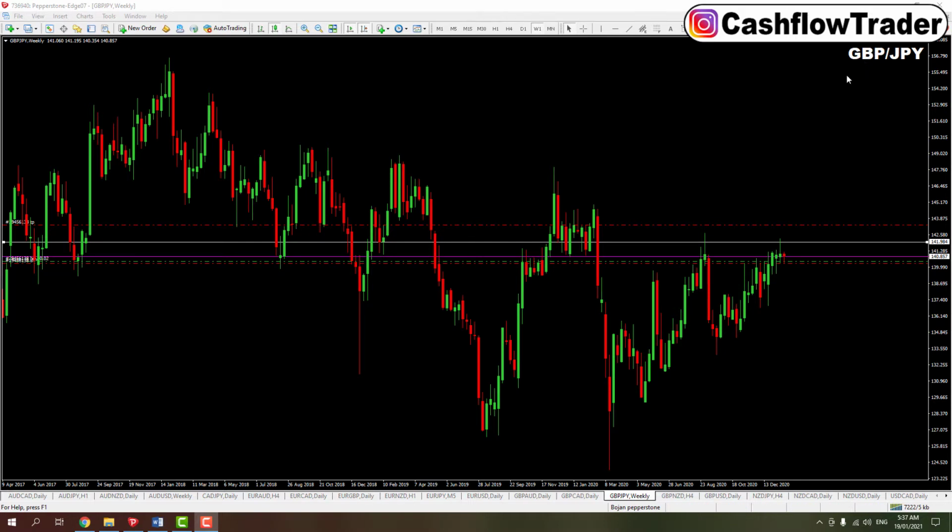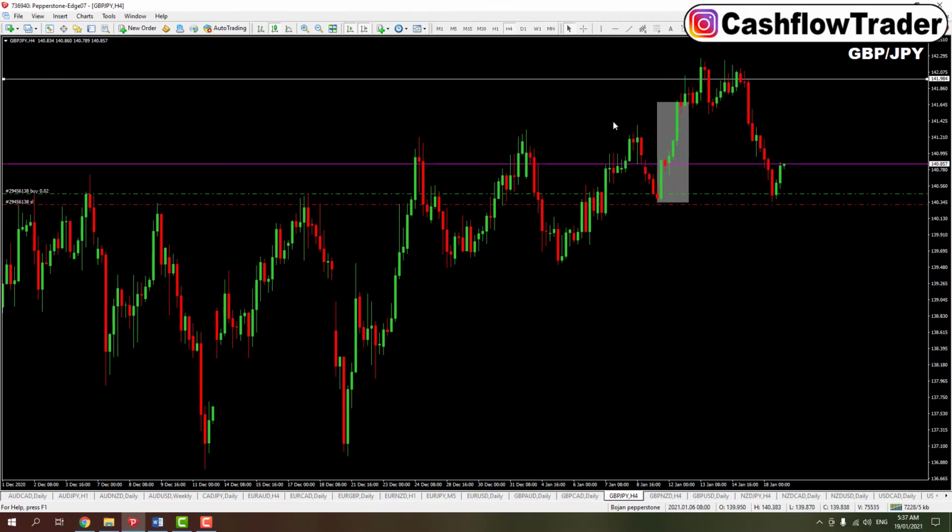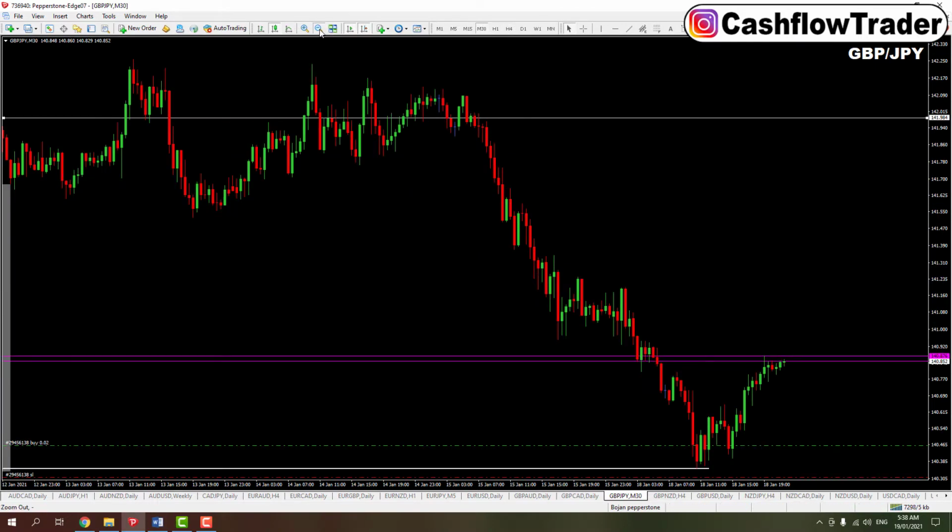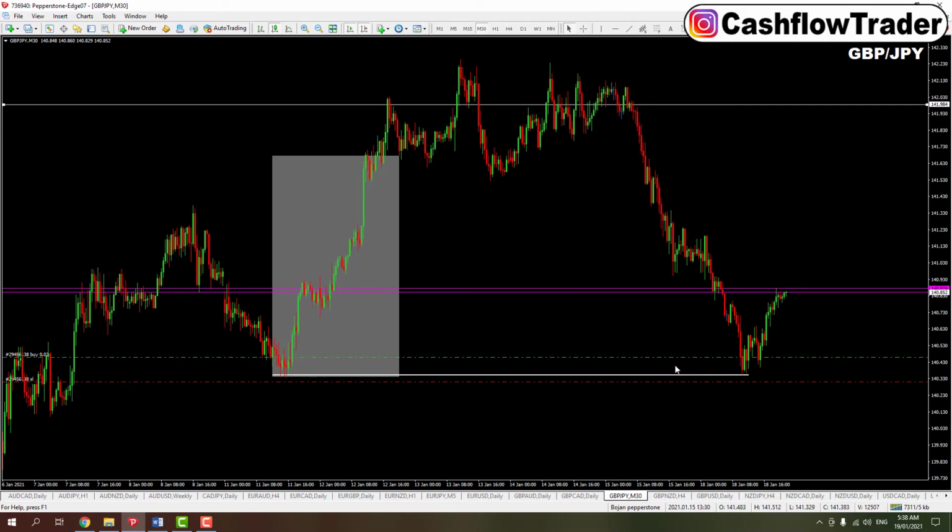So we are on British pound Japanese yen weekly. Going back down to 4 hours, I've simply set up a pending order to enter the trade around these levels here and the stop loss below the previous lows. The trade was executed, market went up, came back down, and then now it's shooting up. It's probably gonna drop down a little bit at these levels to come back down to here.